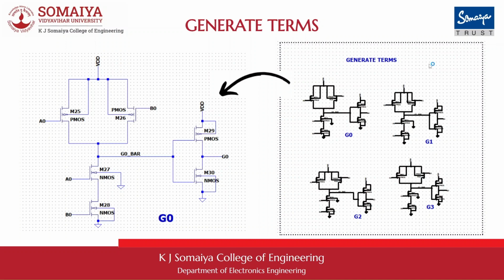So here we can see these are all our generate terms. First, let me show how a single generate term is implemented. For G0, we have implemented it using static CMOS logic. For the NMOS part, we have implemented a basic AND gate, that is Ai and Bi. Here you can see A0 and B0 are connected in an AND configuration in the pull down network. And for the pull up network, we have implemented PMOS in an OR configuration, which is generally the inverse of the pull down network. And to get G0 from G0 bar, we have implemented an inverter using static CMOS logic.